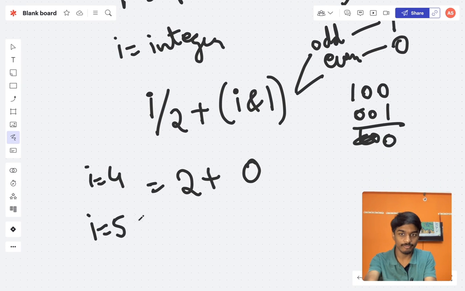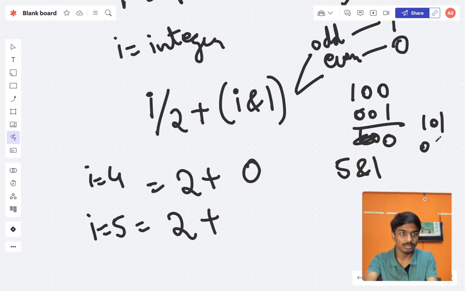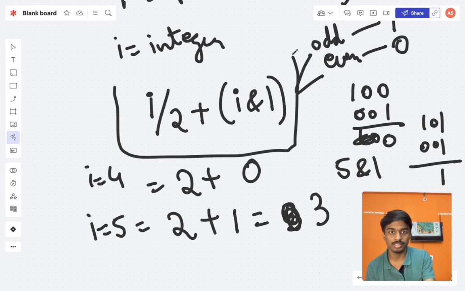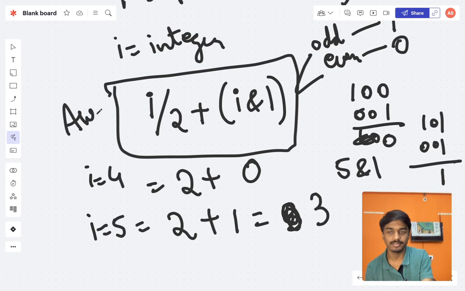If it is I equal to 5, it will be 5 by 2 is 2, plus what is 5 ampersand 1? 5 is 101 and 1 is 001, so the result is 1, right? It's odd. So it checks whether the last bit is set or not. According to our rule, it will be 1, so we got 3. Okay, so it is just another way of representing ceil. This alone will be the answer.